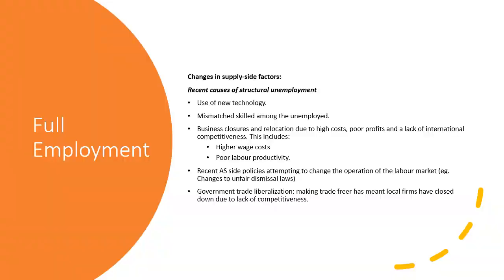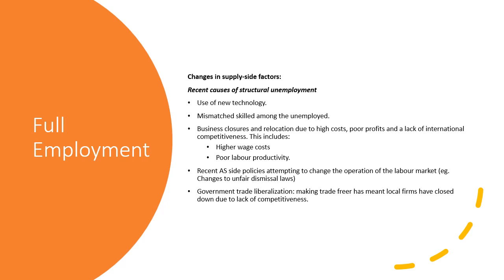Then if we look at changes in supply side factors, so some general recent causes of structural unemployment in Australia, things like the use of new technology. So from a business point of view, we love replacing workers with technology. I always use the example of self-serve checkouts, and the example like at McDonald's, how you go up to the kiosk and you don't have to talk to another human being. You just go to that kiosk, order what you want, and then they make it and you pick it up.